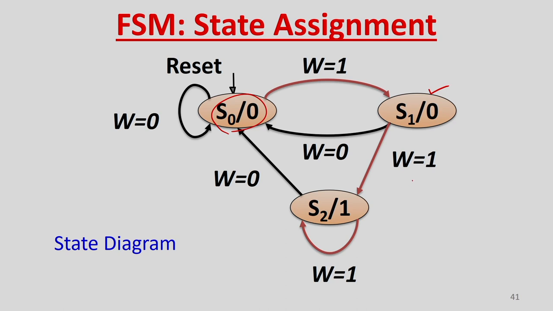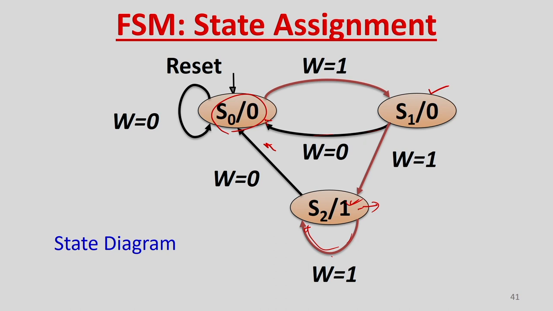And if you are getting another 1, then we go to the next state S2, and in this case your output is 1. And if you get a next 1, then it will stay in the same state and output 1. If you get a 0, then it will go to state S0. And from state S1, if you get a 0, then it will go to S0. This is the FSM of that problem.